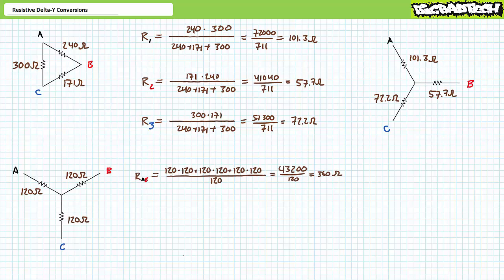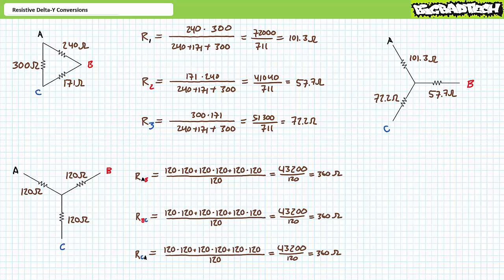Application of the Y to delta conversion formula for our first delta resistance RAB yields an interesting result. Delta resistance RAB is the sum of the products of the Y resistances taken two at a time, divided by the resistance opposite of it. Our formula suggests RAB is 360 ohms, as does RBC and RCA.